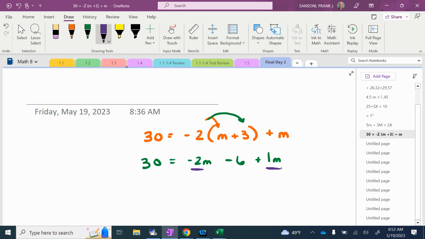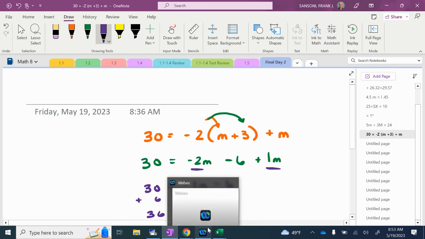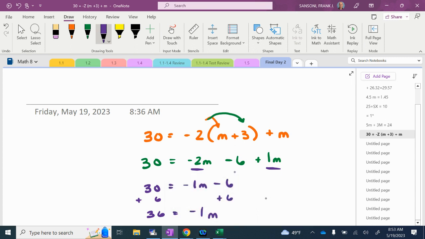Negative 1m. So I've got 30 equals negative 2 plus 1 is negative 1m minus 6. Get rid of minus 6. Add 6 to both sides. 36 equals negative 1m. So if negative 1m equals 36, let's put it over here.